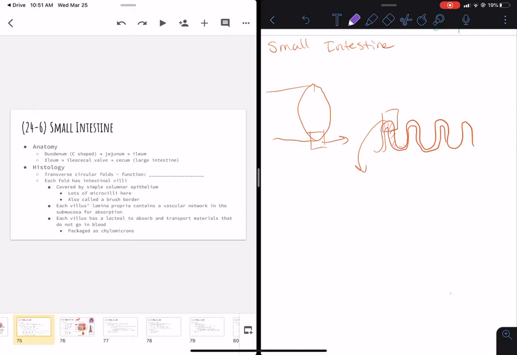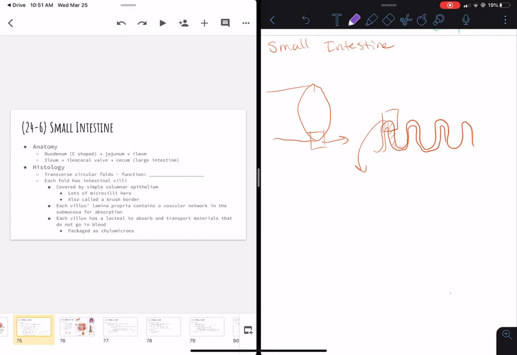There's some fun mnemonics online if you're struggling organizing which comes first. The duodenum is relatively C-shaped, and it's also the shortest out of the three. Then you have the jejunum. The jejunum is going to be the longest out of the three, and that's where most of the absorption is taking place. And then you have the ileum, which is about as long as the duodenum.